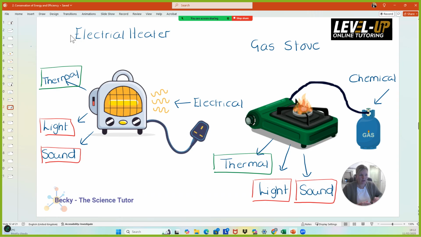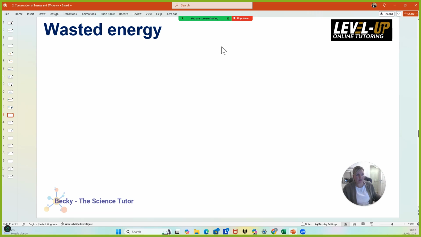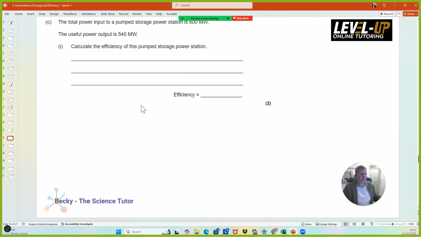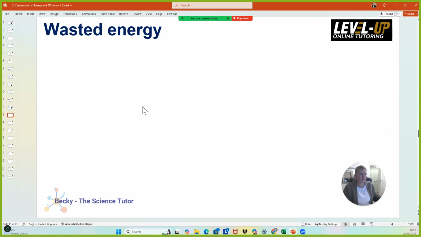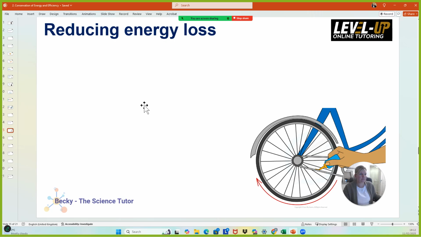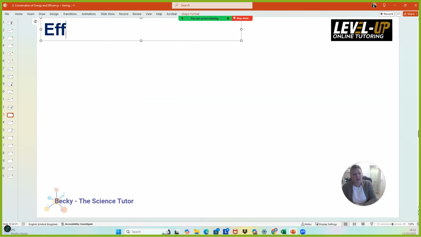So moving on to efficiency then. Oh, we've already covered wasted energy. Already kind of done that. Whoops. Where have I put my slide? No idea. Okay, I'll change this to efficiency. Do you know how you calculate efficiency?